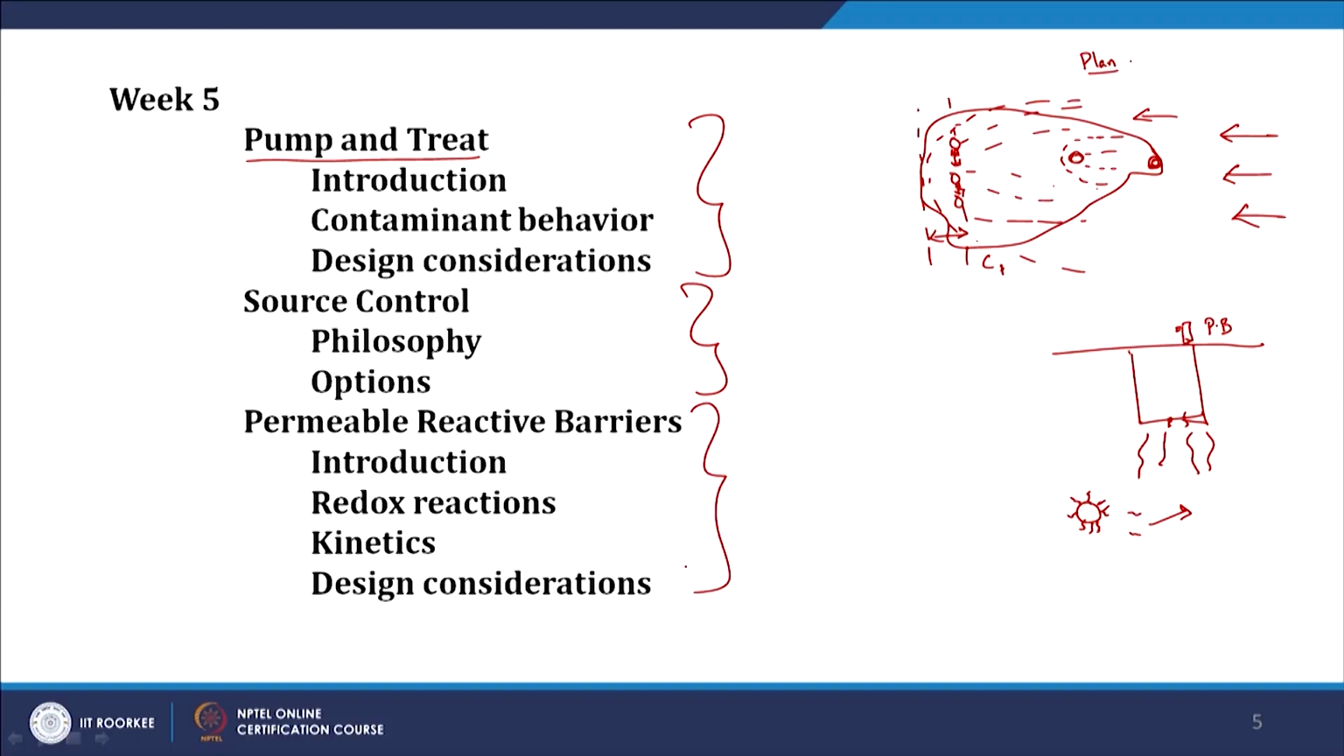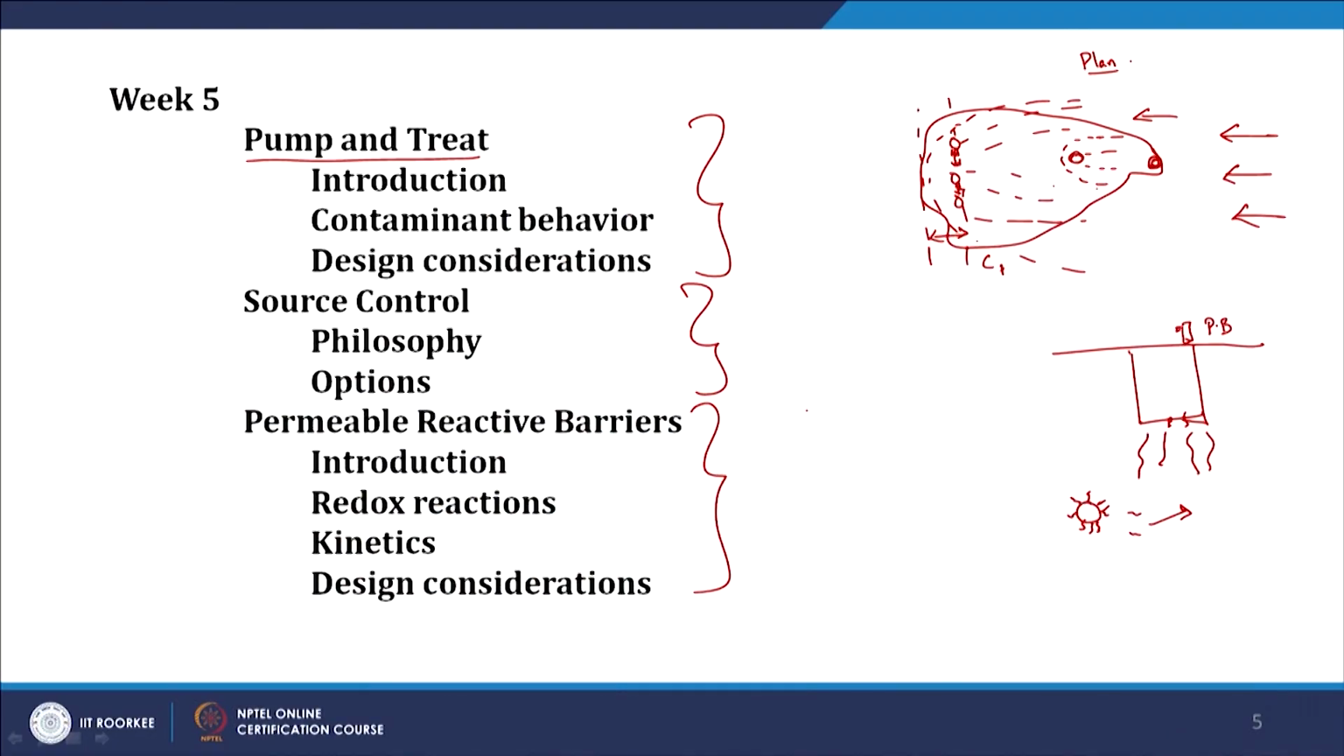So then we can move on to permeable reactive barriers. The name is relatively self-explanatory: permeable reactive barrier. Let's look at a quick example, and some of the advantages in this context. Here let's say this is the soil surface, and this is the groundwater level.